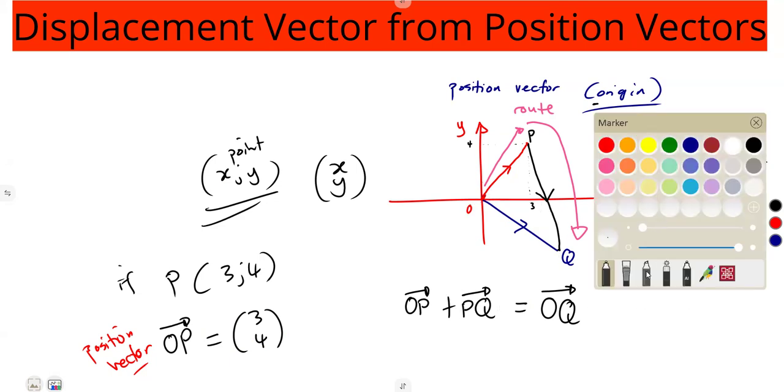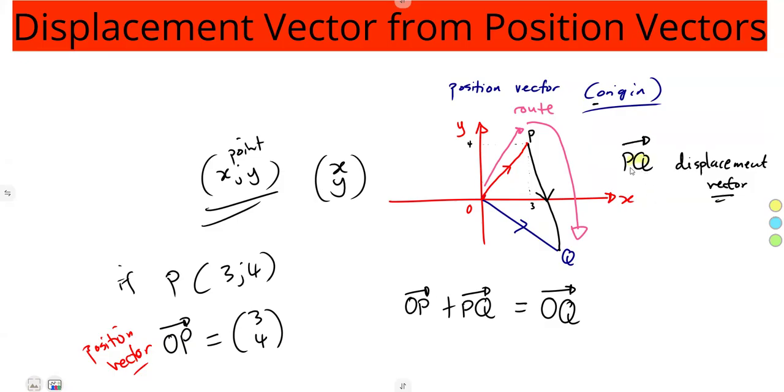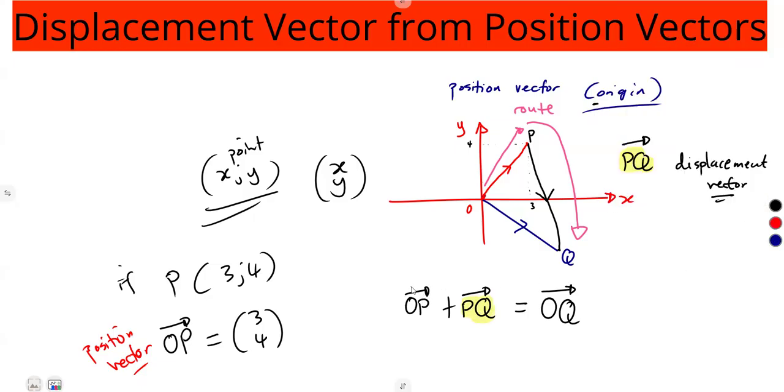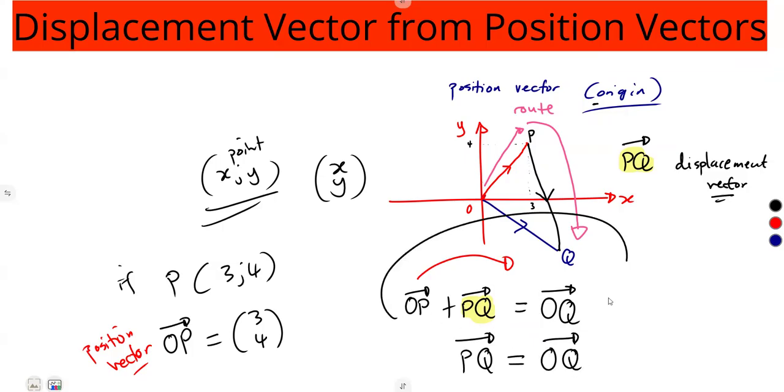So we want to determine what? The displacement vector PQ, this one. To find this, what are we going to simply do? We are going to take OP to the other side of the equation, since this is an equation. Taking this to the other side, vector PQ can be written as vector OQ minus OP. So that's minus OP.